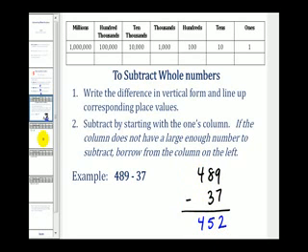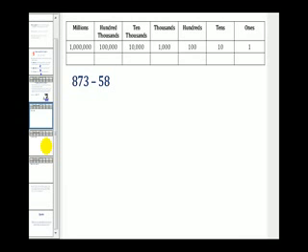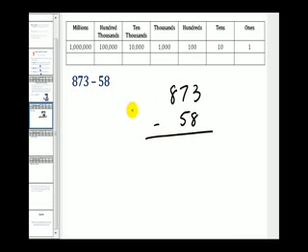Let's look at some more examples. Here we have 873 minus 58. Let's write it in vertical form. Now when we start in the ones column, we have 3 minus 8. Well, we can't take away 8 from 3 using whole numbers. So what that means is we have to borrow from this 7.